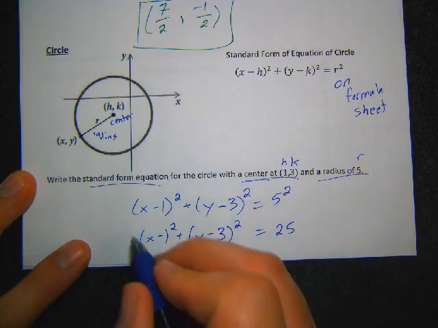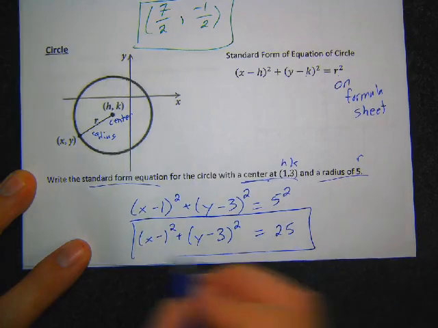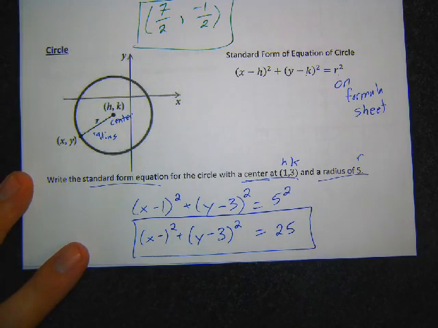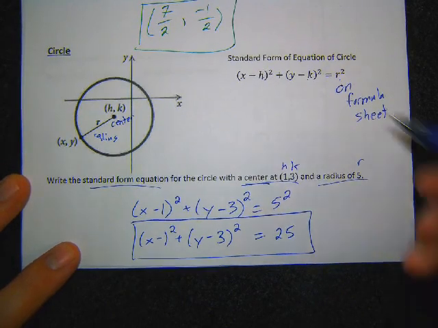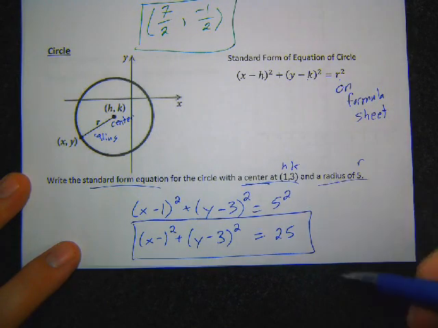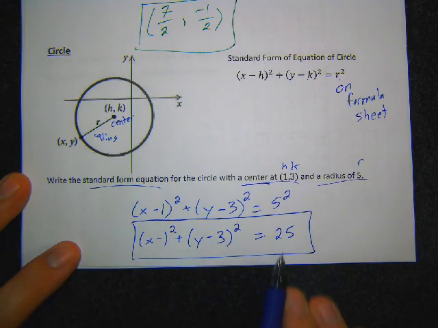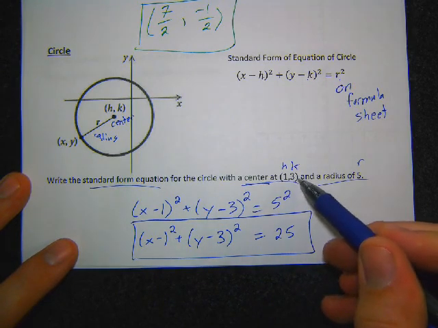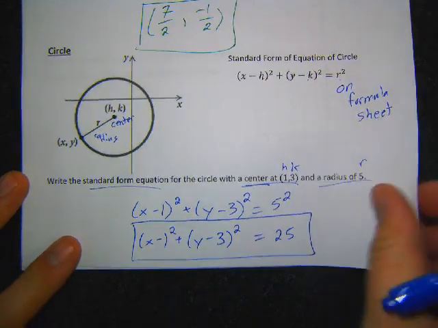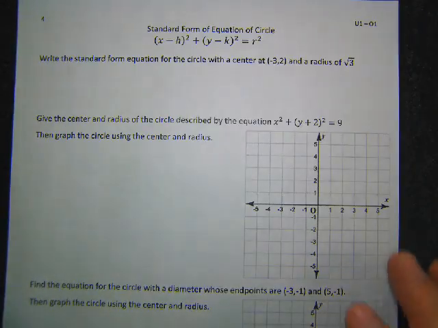And so that's what they're going to look for. They're going to look for an answer that looks like this, because we all know that 5 squared is 25, and that's just a better way to write it. So that's going to be the answer. So that's the standard form of the circle. If you have the center and the radius, you can always write this equation of the circle. So this is the equation that gives you the circle as a center at 1, 3, and a radius at 5.